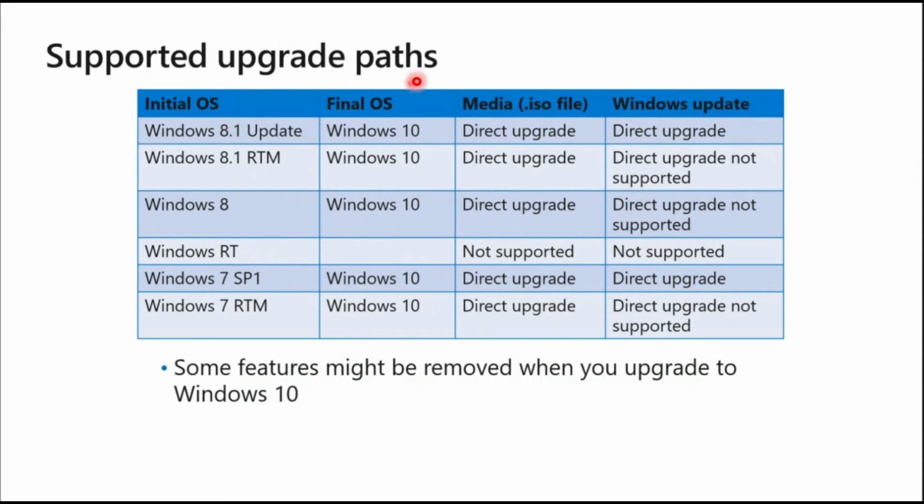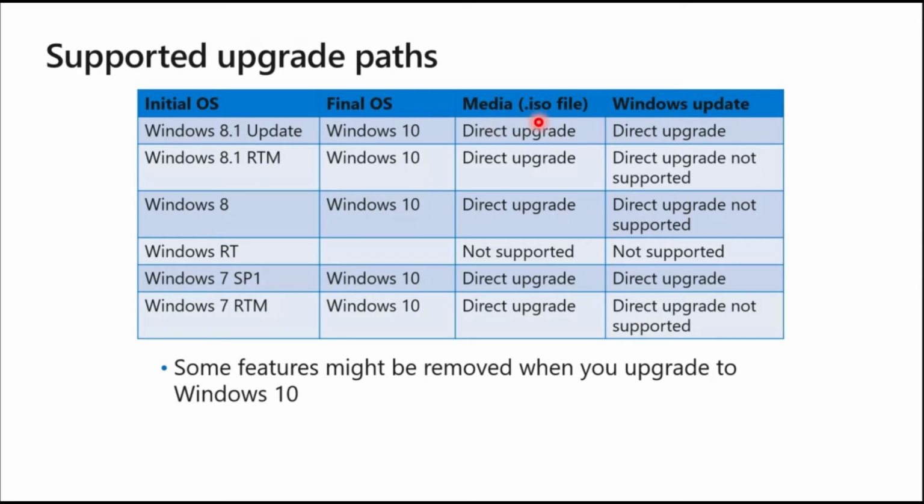Now, supported upgrade paths. We have Windows 8.1 Update, Windows 8.1 RTM. This is the initial operating system: 8.1, 8, RT, Windows 7 Service Pack 1, Windows 7 RTM. So the RTM version is kind of like the mobile versions. Okay, final operating systems from all Windows 7, 8, RT, RTM, you'll be able to update to Windows 10 machines.